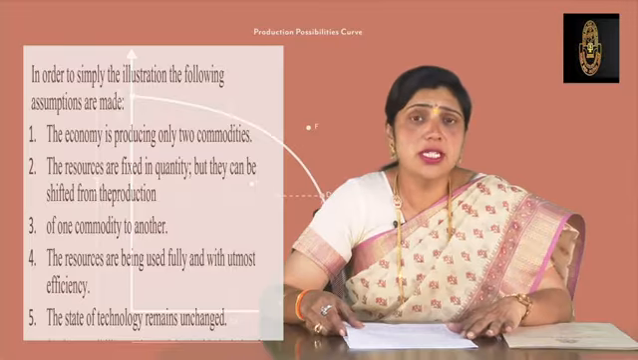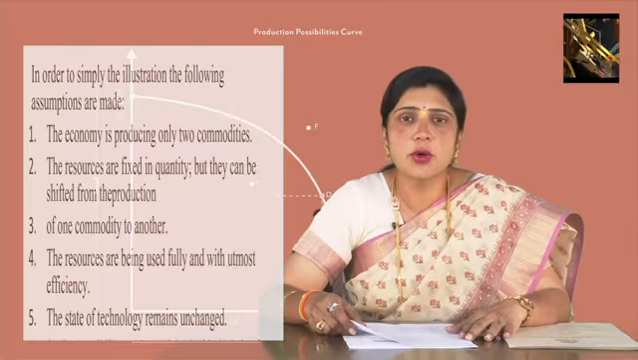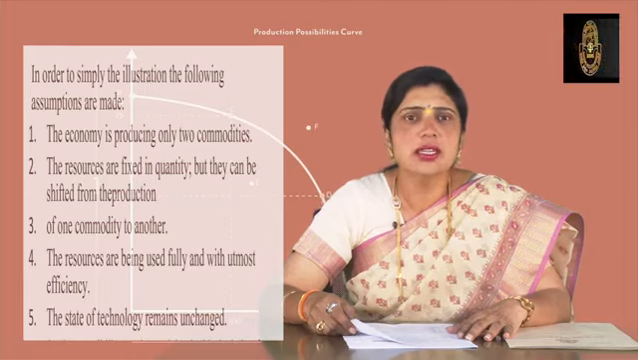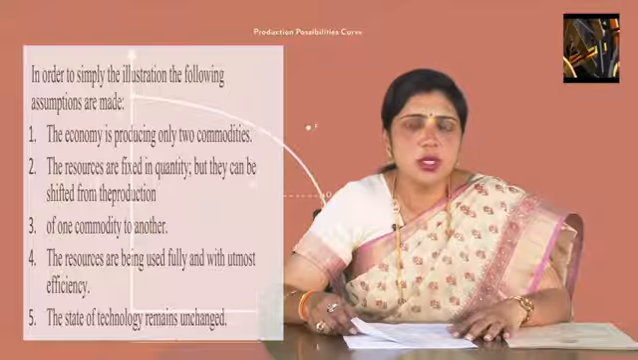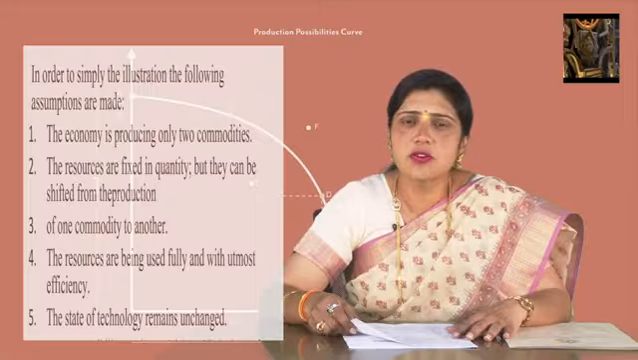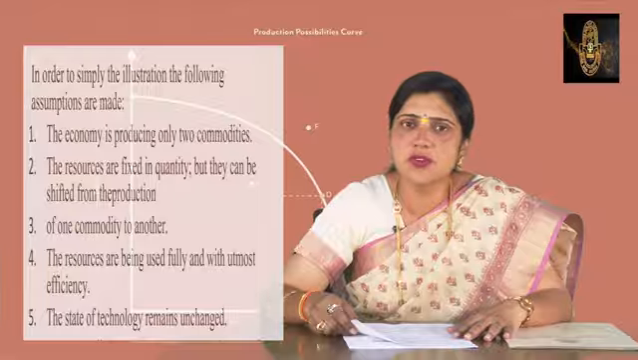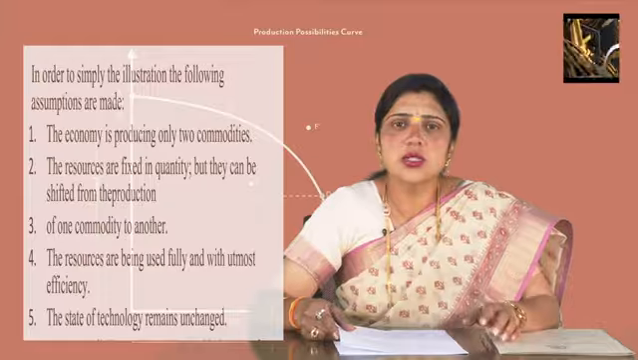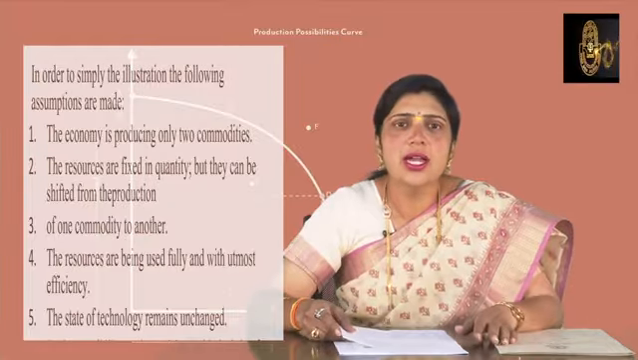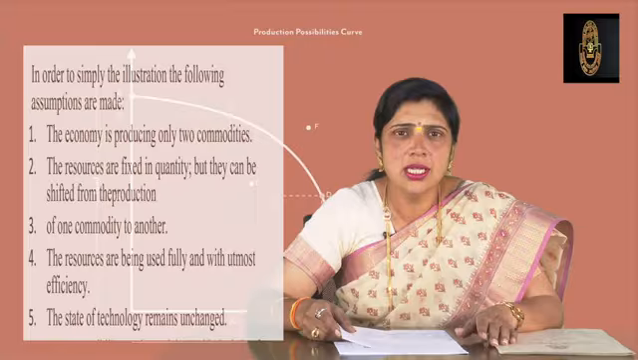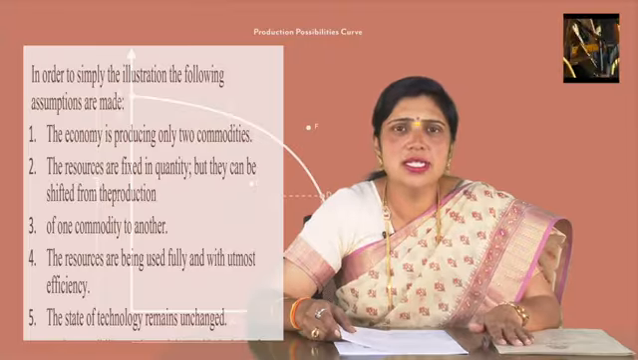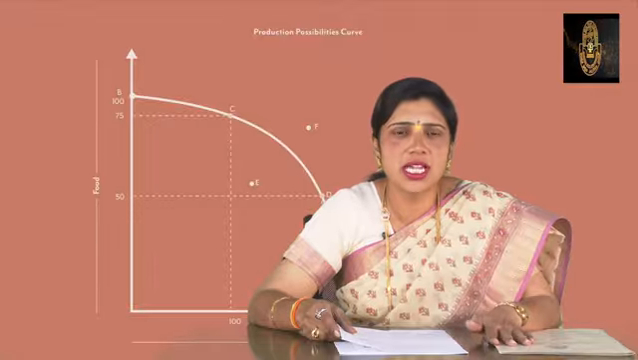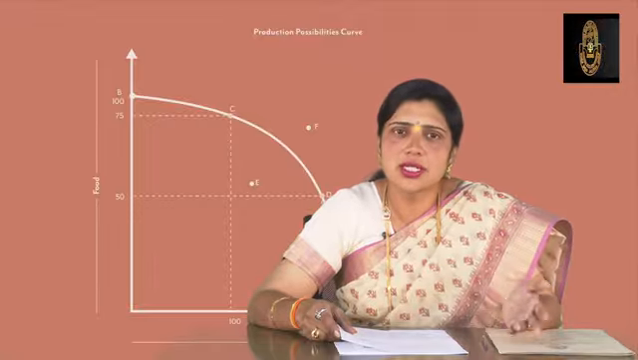The production possibility curve is based on some important assumptions. The first assumption is the economy is producing only two commodities. The resources are fixed in quantity, but they can be shifted from the production of one commodity to another. The resources are being used fully and with utmost efficiency. The state of technology remains unchanged. Production possibility can be explained with the help of the following schedule and the diagram.